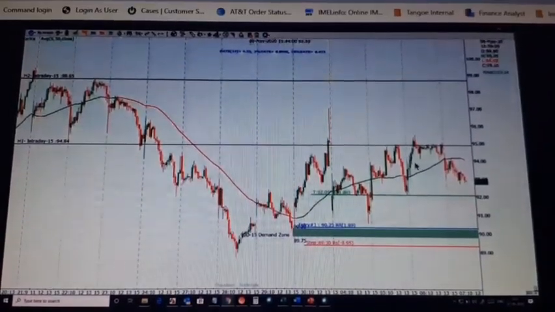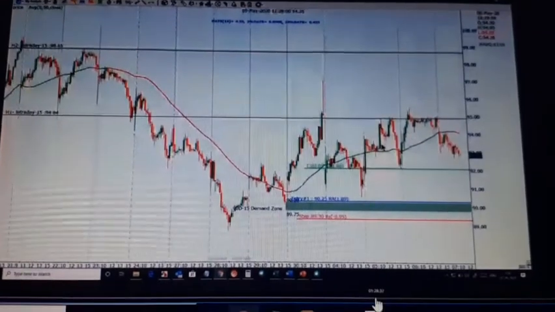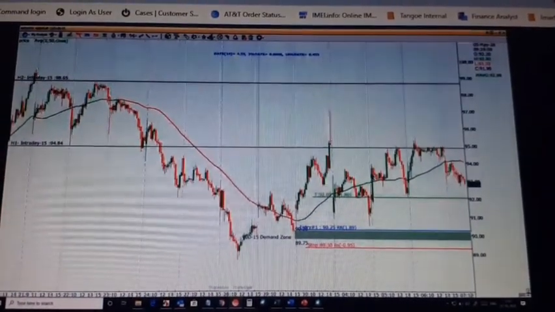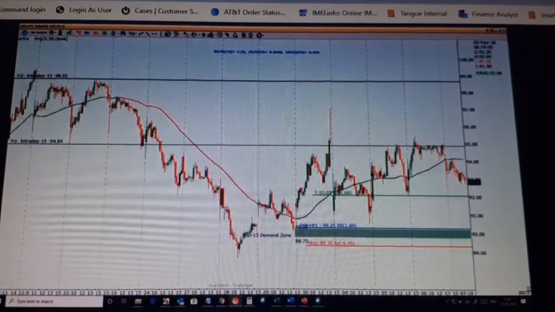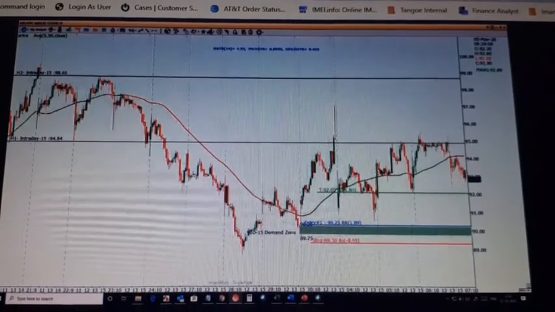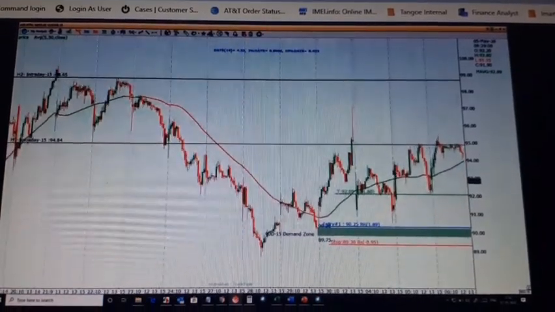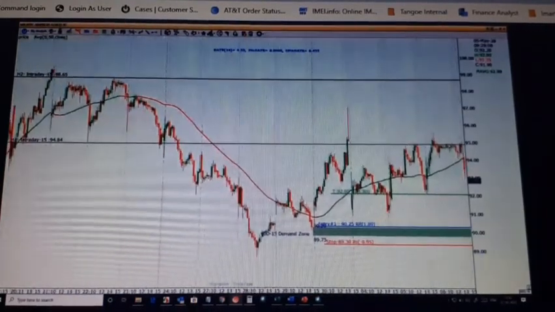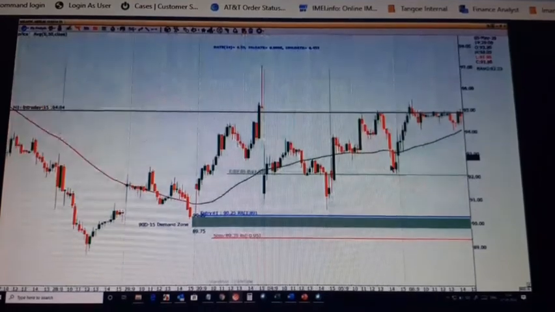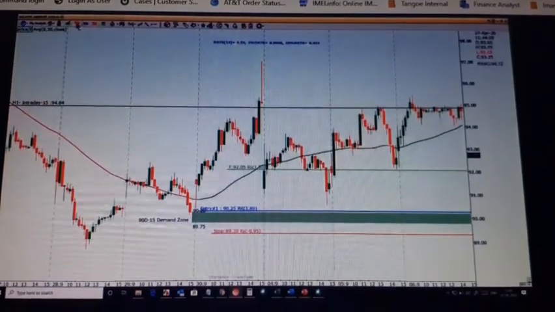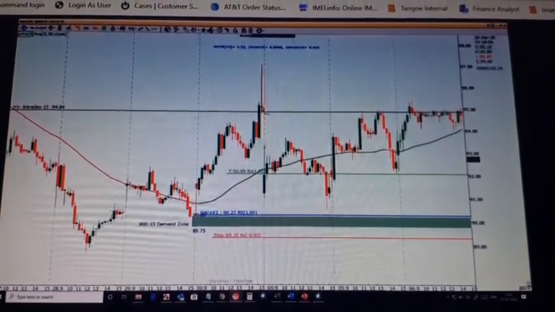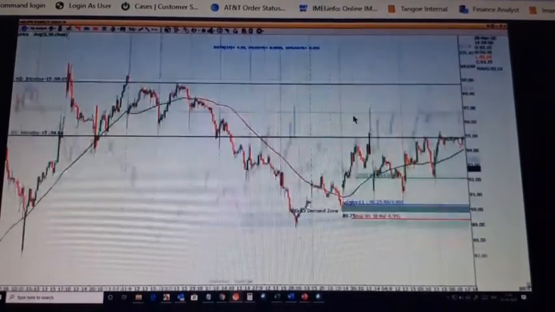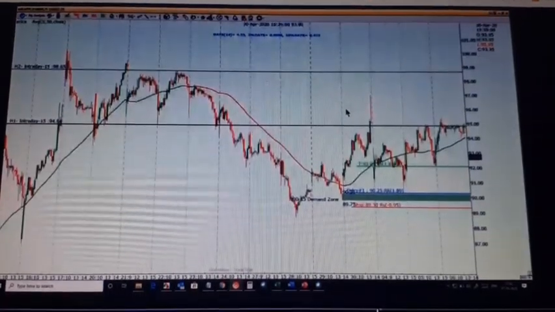Yeah, so we had marked the demand zone on this. Now let's go and mark the supply zone over here on NTPC. Now there was a supply zone over here, but this has been tested. So now I need to go up and mark my supply zone.